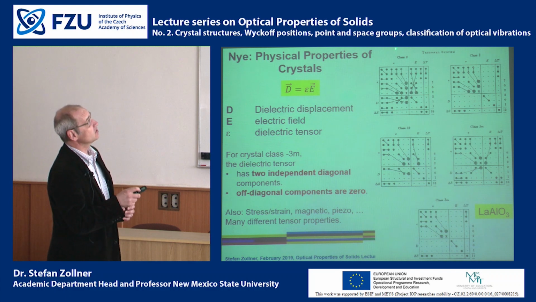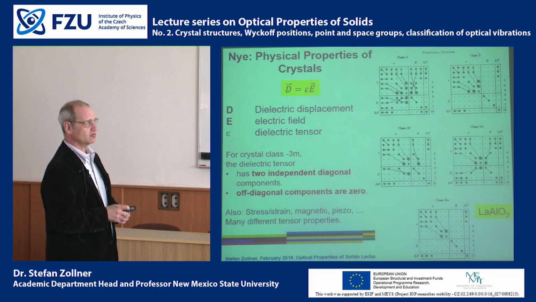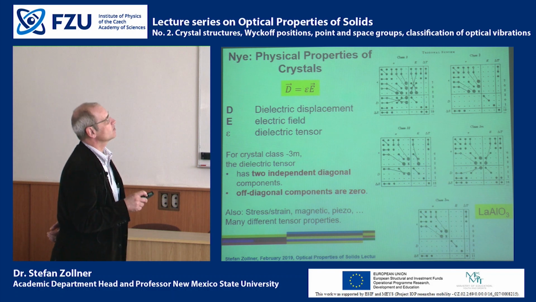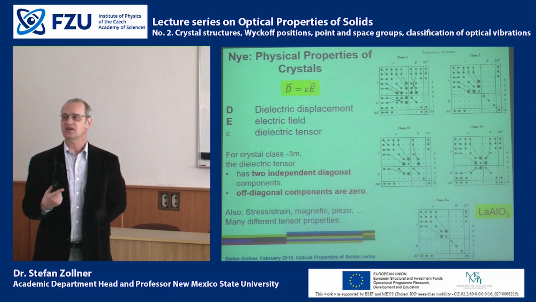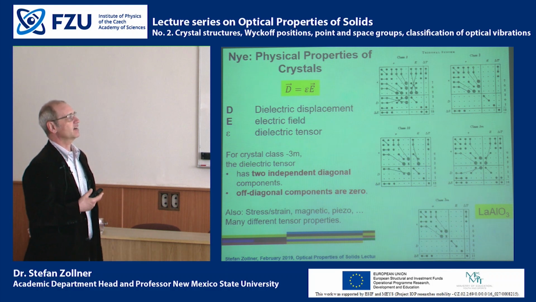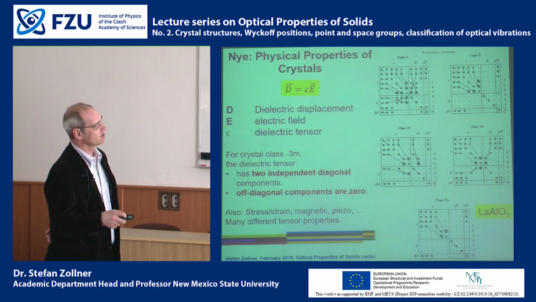So in Nye's book, you find for all 32 space groups, for every crystal class, tables like this which tell you the symmetry properties of the tensor. So for example, lanthanum aluminate is this crystal class here, 3 bar M. This is the symmetry of the dielectric tensor. The off-diagonal elements are all 0. These two elements are the same, and the third one is different. So with two numbers, I can describe the dielectric tensor in lanthanum aluminate.